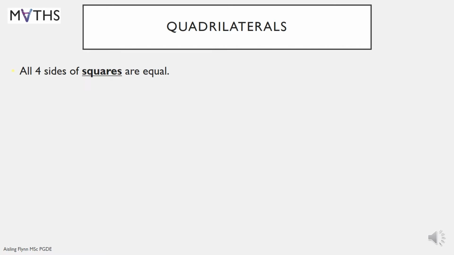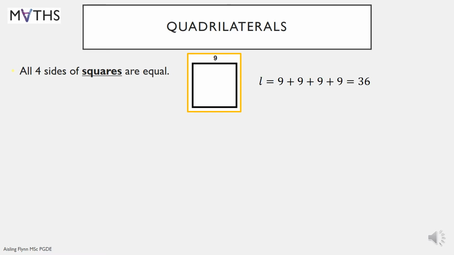Quadrilaterals. The quadrilaterals are four-sided shapes such as squares. Points of information: all four sides of a square are equal. So to calculate the perimeter, you just need to know one of those sides. In this case, the sides of this square are 9, and 4 9s are 36. That gives the perimeter.